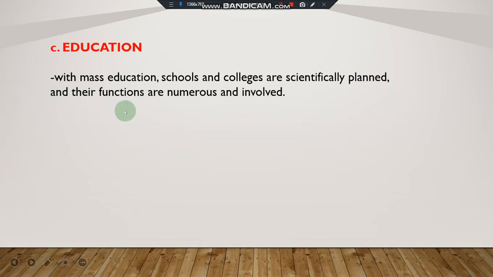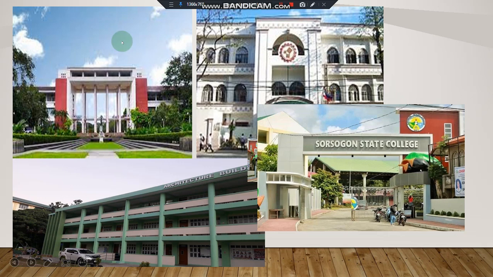So with mass education, schools and colleges are scientifically planned and their functions are numerous and involved. So nabanggit natin kanina yan. So this one is an example of the state colleges and universities. The University of the Philippines in Diliman, Quezon City. The Technological University of the Philippines in Manila. No?